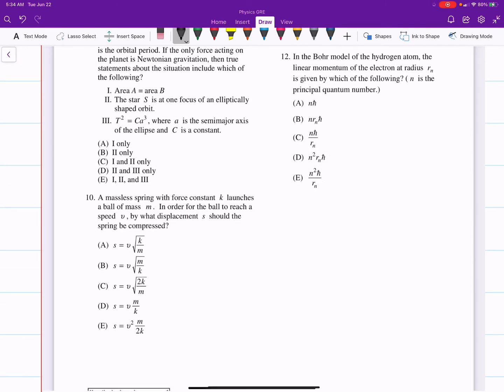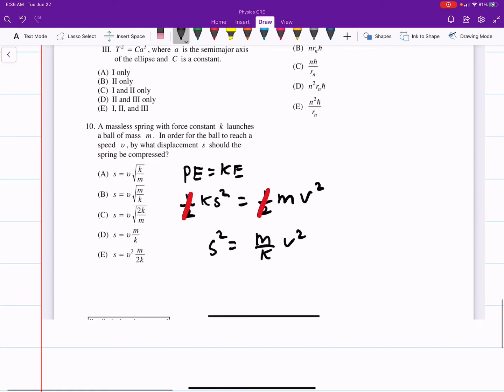And then 10 is right here. So 10 says a massless spring with force constant k launches a ball of mass m. In order for the ball to reach a speed v, by what displacement s should the spring be compressed? So we can just set our potential energy equal to our kinetic energy. The potential energy of the spring is 1/2 k s squared, equal to 1/2 m v squared. Obviously the 1/2's go. And we can say s squared equals m over k times v squared. s equals v times the square root of m over k, which is answer choice B.